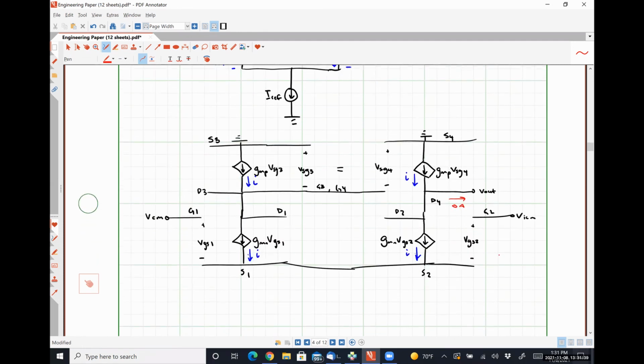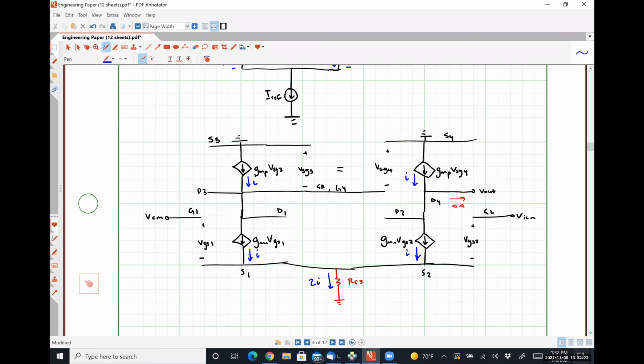Now, a reasonable question would be, where the hell does all this current go? It's getting sunk by the current source, right? That's still connected. We just don't see it as a small signal. So if our current source had some finite impedance, we would see that exactly 2i winds up getting sunk through here.